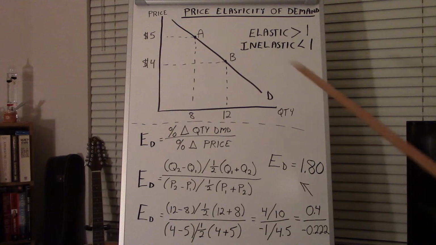That is greater than 1. That means it's elastic. Now let's again look and see, what does that mean? What does elastic and inelastic mean? Elastic, think of it as a rubber band. Elastic means there's more stretch to it, more variability, more differences. And so if it's greater than 1, that means that the consumer is reacting greater, or the price has more of an effect to the consumer.